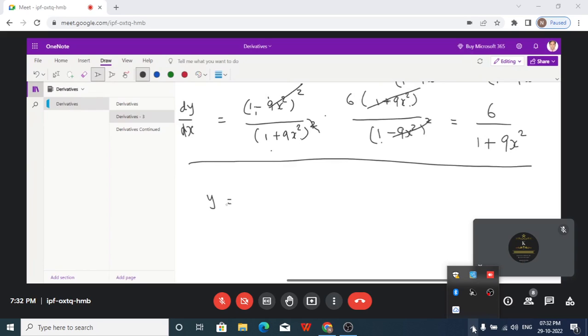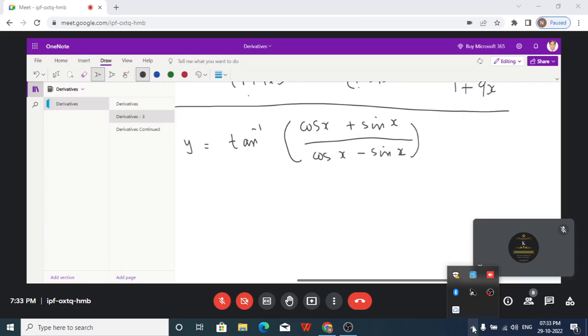Let's do this problem. This will be the last problem. y equals tan inverse of (cos x plus sin x) divided by (cos x minus sin x).